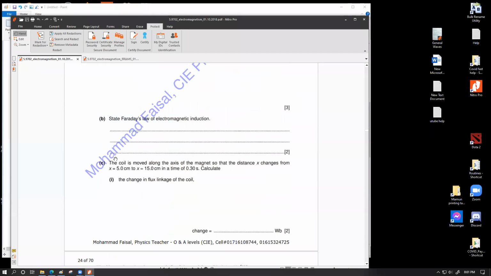Then it says, have a look at number C. The coil is moved along the axis of the magnet so that the distance x changes from x equals 5 centimeter to x equals 15 centimeter in a time of 0.30 second.